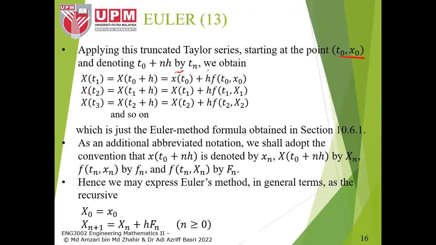When you go for x(t2), x is the t2 value, plus h f(t1, x1). Then for t3 you get the previous value x(t2) plus h f(t2, x2). This means that it calculates based on the previous value, then you add the function with the time step, and you get the next value. As an additional representation, we should adopt this convention.